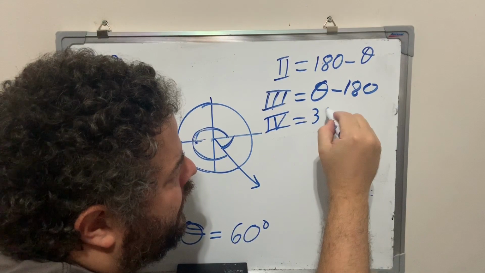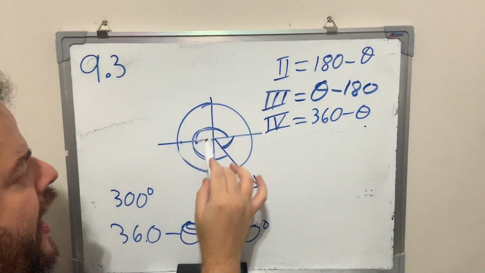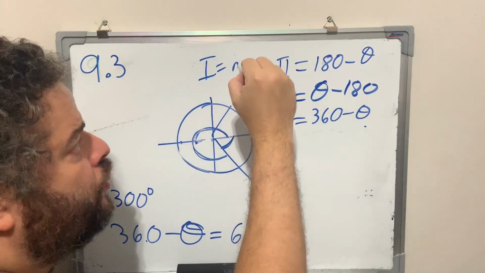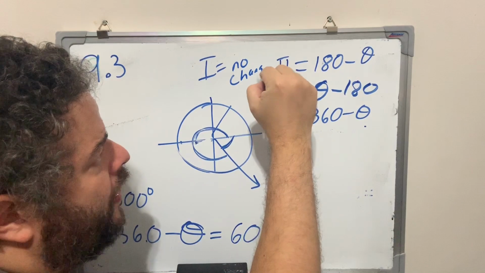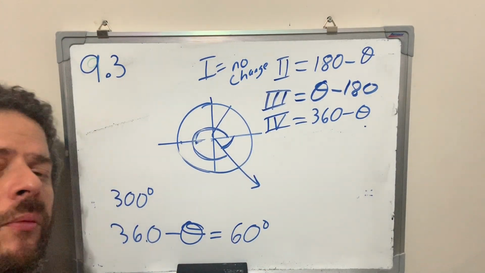Again, those formulas never change. Depending on where the angle falls, and of course, in the first quadrant, no change, that is the reference angle. You need to know how to work with reference angles. They will show up in the test.